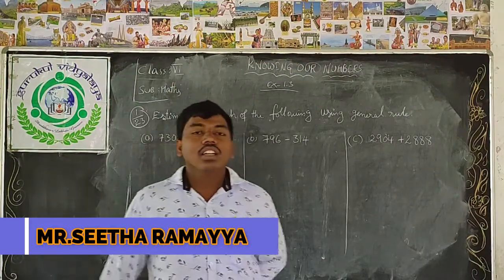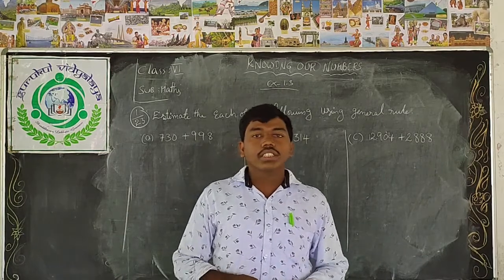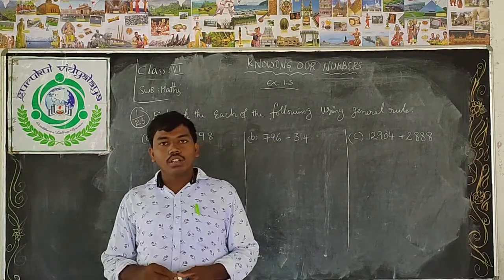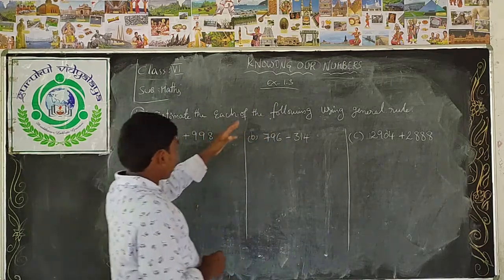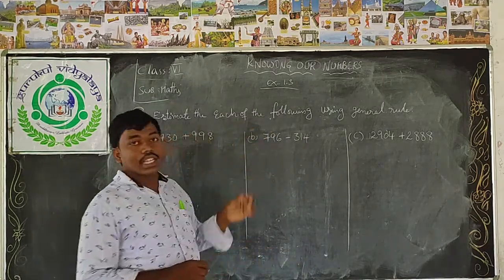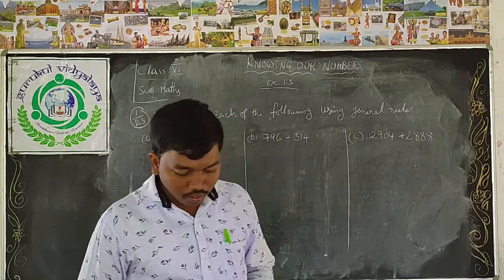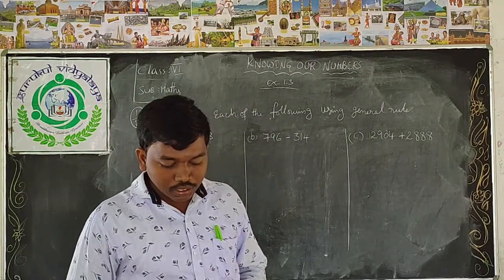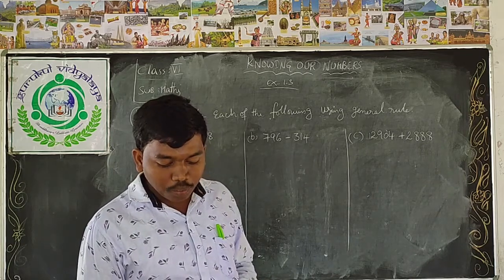Good morning, children. We have already explained some sums in exercise 1.1 and exercise 1.2. In the first chapter, Knowing Our Numbers, we have the last exercise, exercise 1.3. Now I will explain some sums. See, children, page number 23, exercise 1.3, first sum.